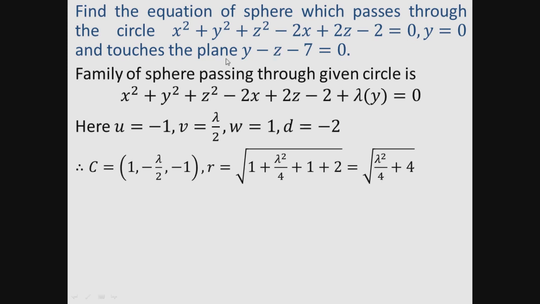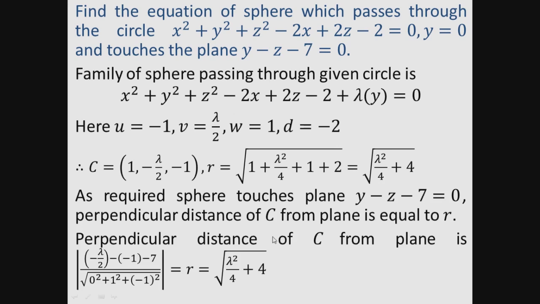Okay, and now find the perpendicular distance of this center from this plane, and for a touching plane it must be equal to the radius. So use the perpendicular distance formula. It is modulus of (minus lambda by 2 minus of minus 1 minus 7) divided by square root of 0 square plus 1 square plus (minus 1) square, equal to the radius. The radius we have already calculated, square root of lambda square by 4 plus 4. Okay, this is the condition of tangent, this is the condition for a touching plane: perpendicular distance equal to radius. And now simplify both the sides.